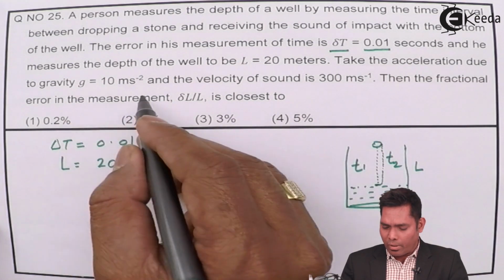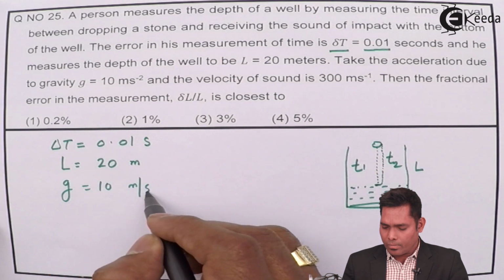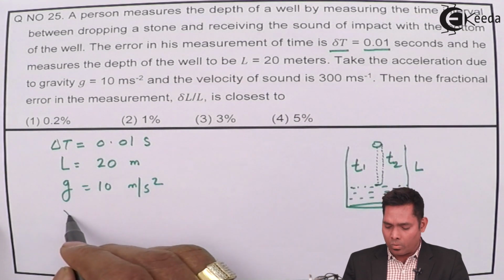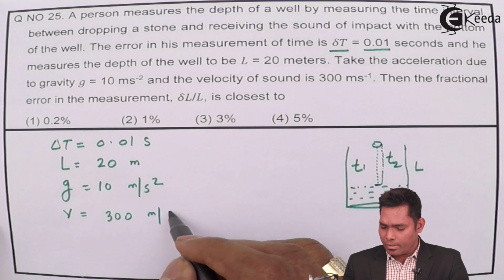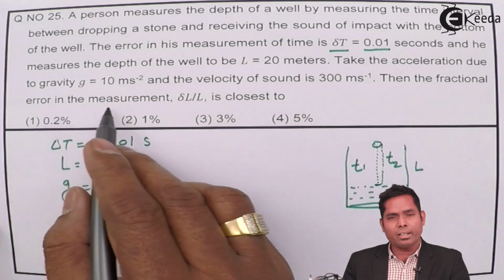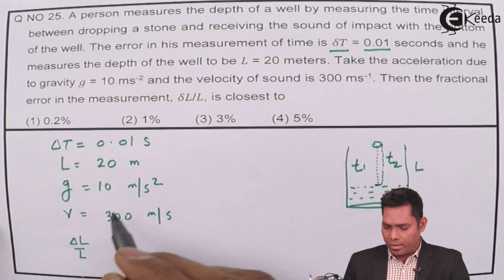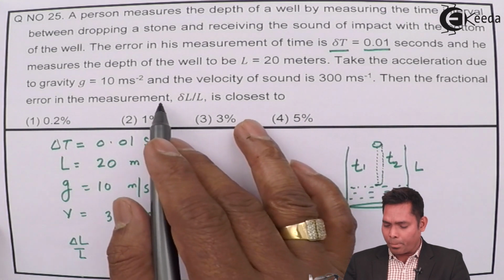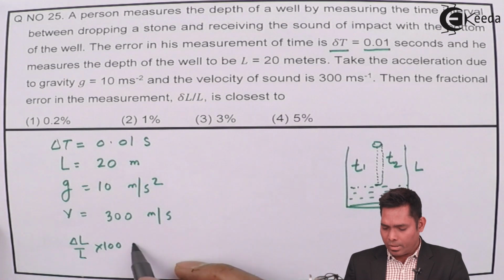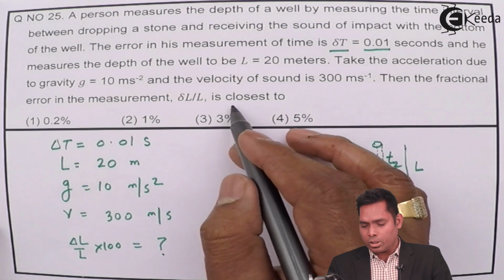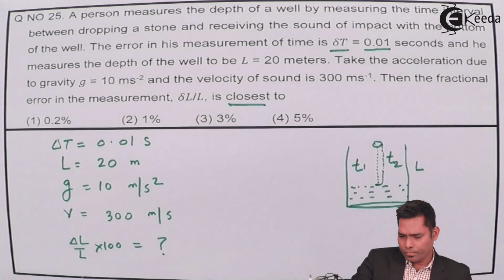Take acceleration due to gravity g as 10 meter per second square. The velocity of sound is 300 meter per second. Then the fractional error in the measurement of depth, delta L over L, in percentage because the options are in percentage, is closest to how much?